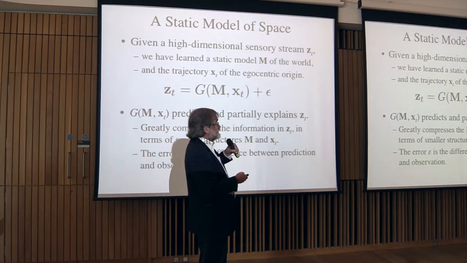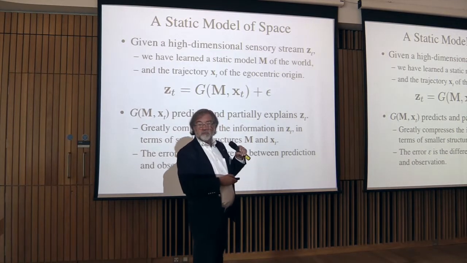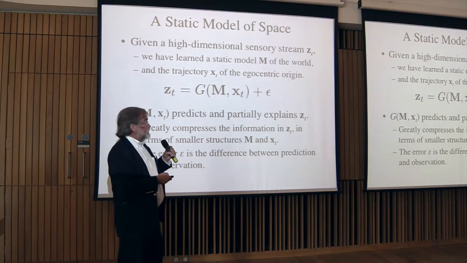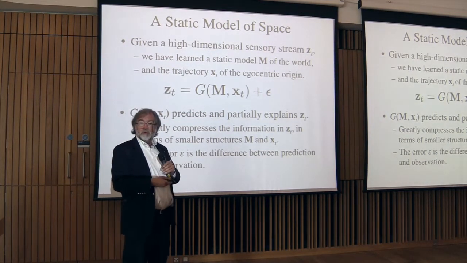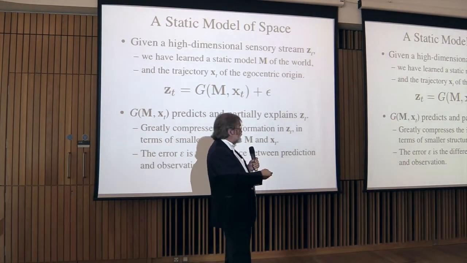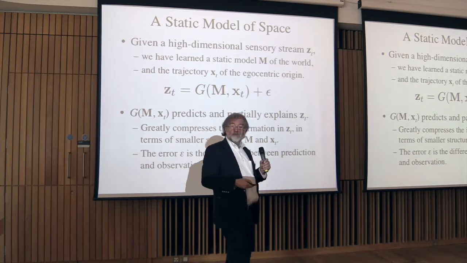And the theory basically says this is going to explain a lot of that. But of course, it's not a perfect explanation, so there's some amount of noise left over. What we're doing is essentially compressing the information in the sensor stream in terms of the static world and the observation pose. And we're going to focus a lot of attention now on that error term, which is the difference between this prediction and what the actual observation is.